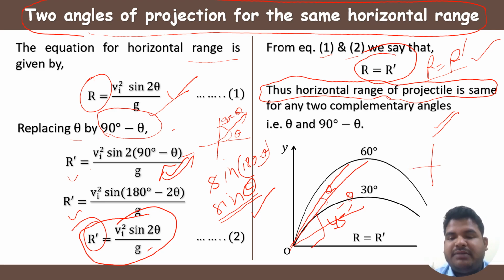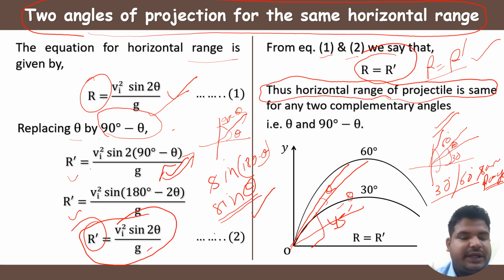Okay, so suppose this is 30 degree and this is 60 degree. 30 degree as well as 60 degree both have the same range. Okay, let us move to the next slide.